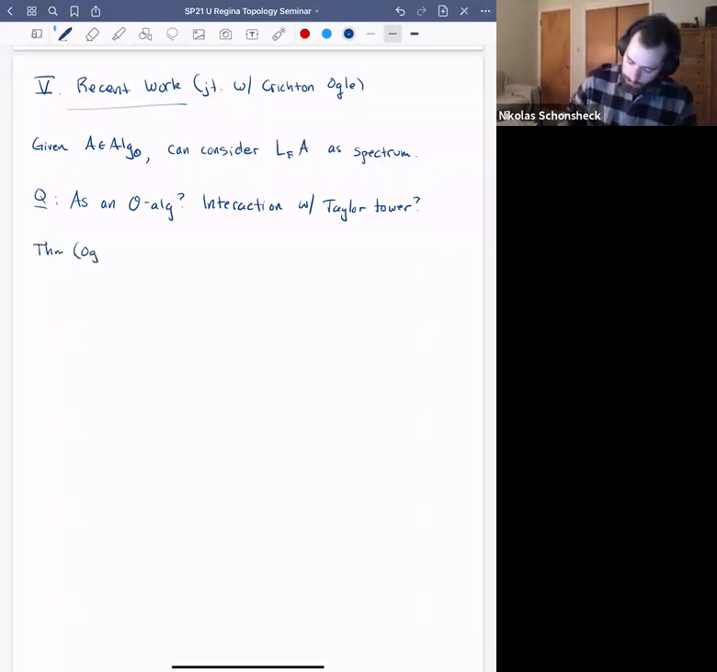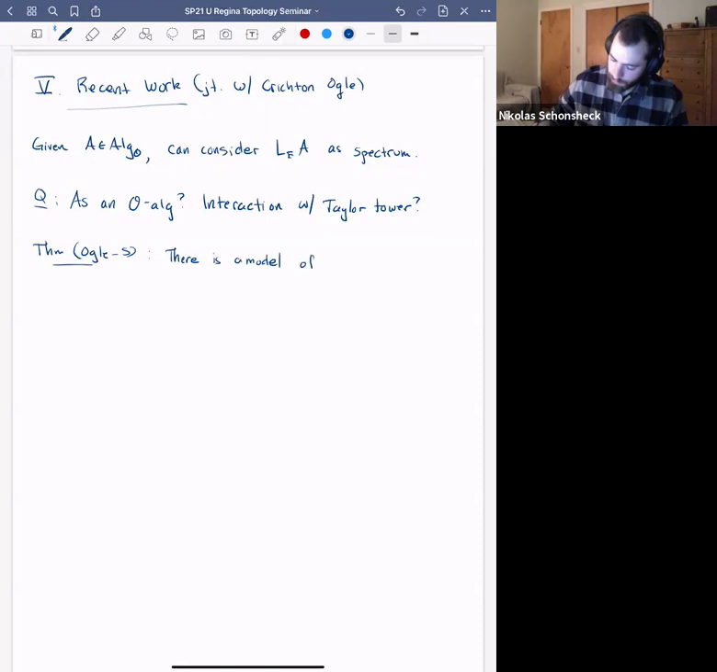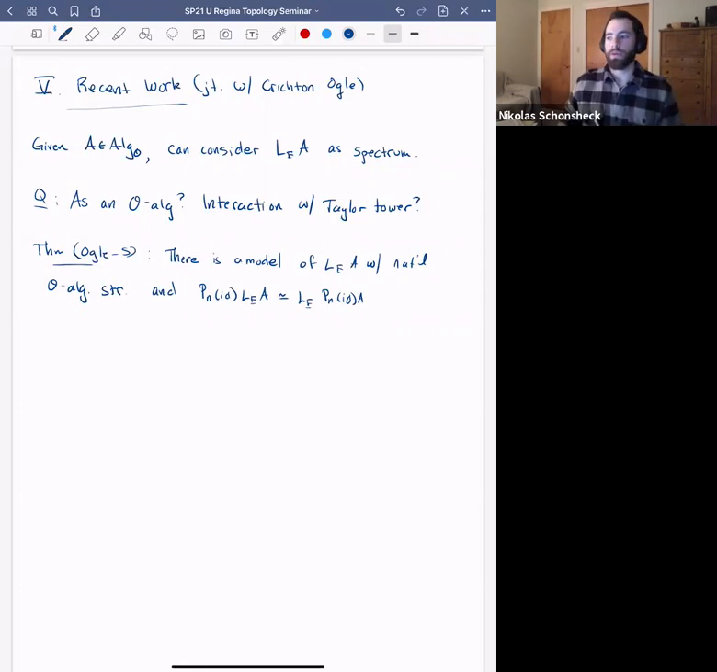And the theorem is the following. There is a model of the localization which has a natural O-algebra structure. In particular, the localization map is a map of O-algebras. It's not that we've given the localization some trivial algebra structure. And furthermore, if we look at the nth Taylor approximation of that gadget as an O-algebra, that's weakly equivalent to first taking the Taylor approximation and then localizing. So chromatic localization commutes with the Taylor tower of the identity functor.